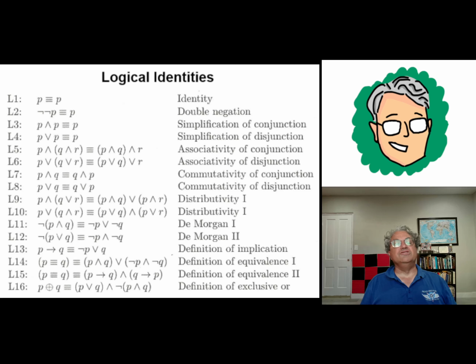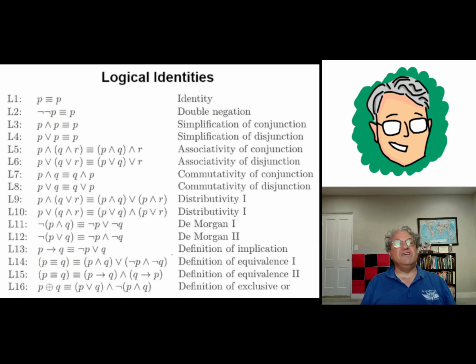And then there's these, 11 and 12, are important ones. These are known as De Morgan's laws. It turns out if you have the negation of P and Q, that's equivalent to the negation of P or the negation of Q. This is almost like distributivity of negation. I mean, it's almost like minus 3 plus 5 is minus 3 minus 5. That's kind of the way to think about it.